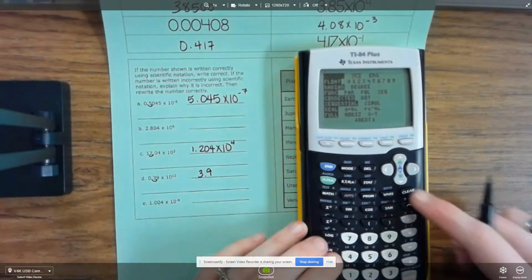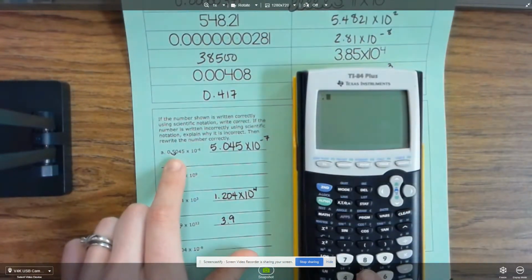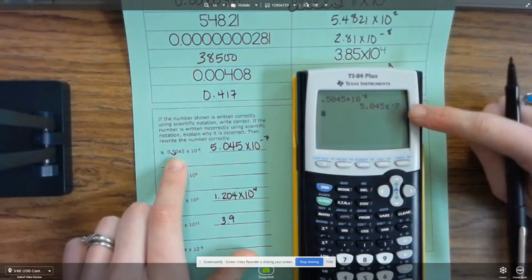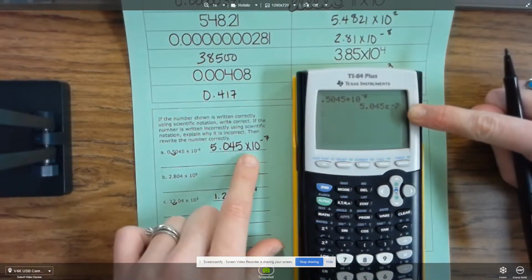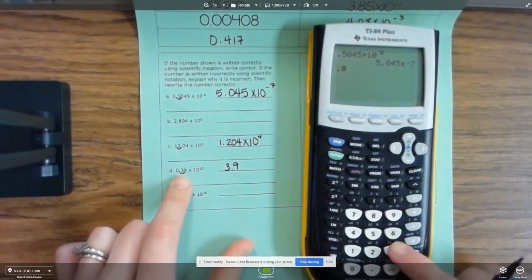let's get out. That one may be too big. Let's see if this one will work. So 0.5045 times 10 to the -6. Here's the answer it gives me. So that's the correct way it should be written. And so that's another way that you can check these.